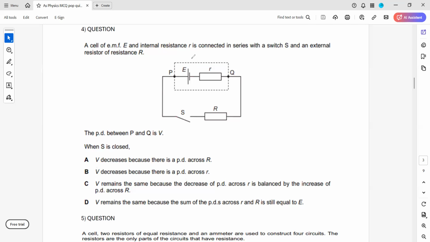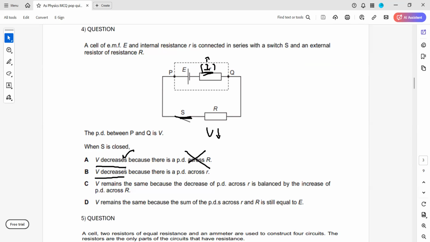So here what happened? As we close the switch, the EMF is E and the voltage drop internally is Ir. As the current starts to flow, there is more voltage loss internally. If there is more voltage loss internally, less voltage will drop externally. So "V decreases because the potential across R increases" is wrong, because the potential across R is not increasing. The potential across R will decrease. The external voltage will decrease.